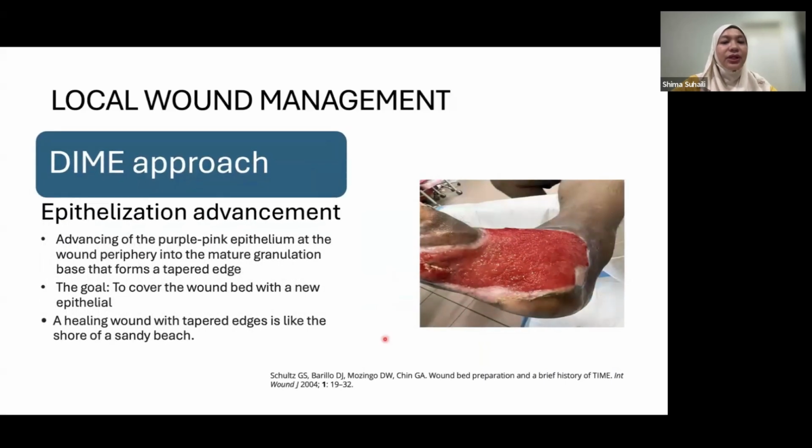Okay, then we have to check the wound edge. Epithelialization advancement is when the area of pink-purple epithelium from the periphery of the wound advances into the good granulation tissue. The aim, or goal, of epithelialization is to cover the wound bed with new skin.